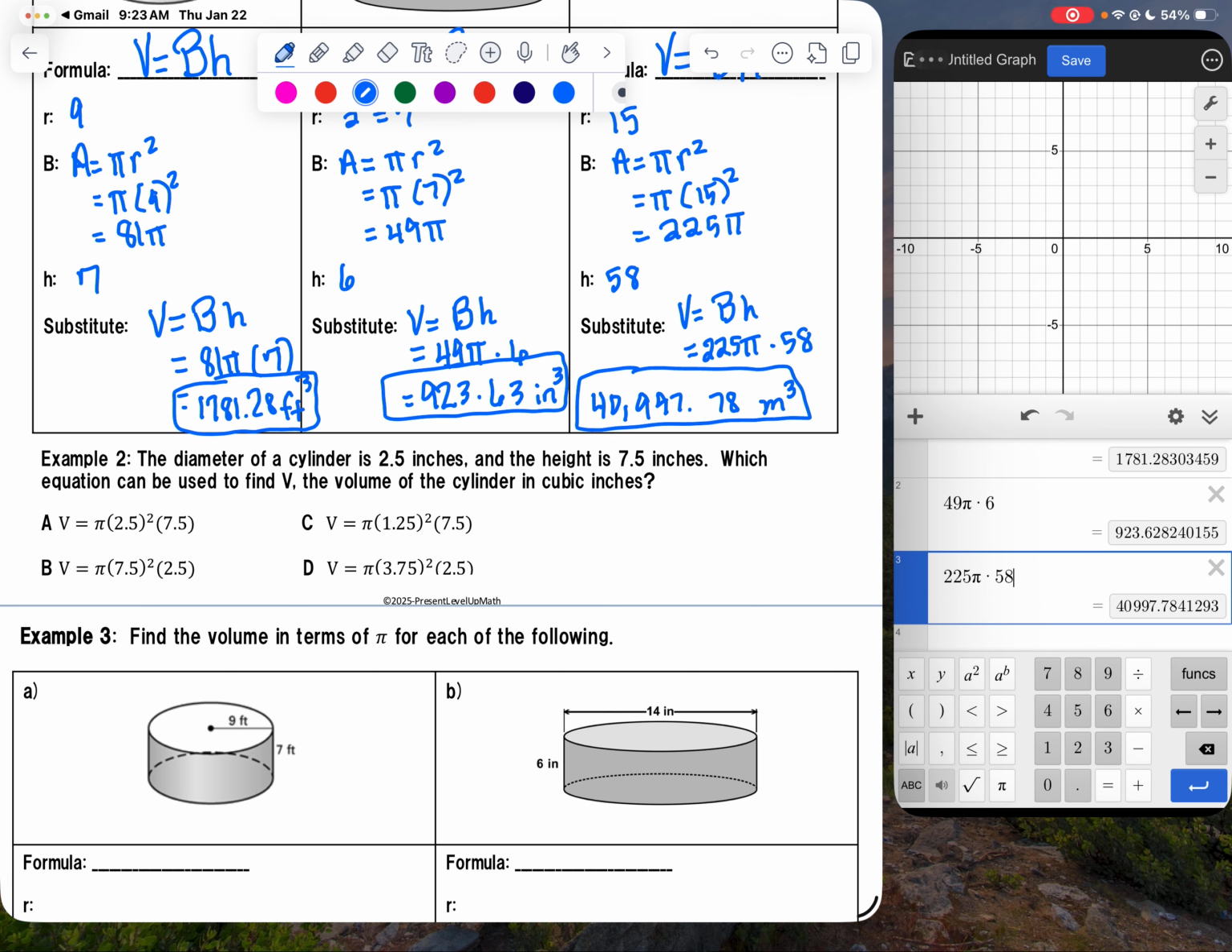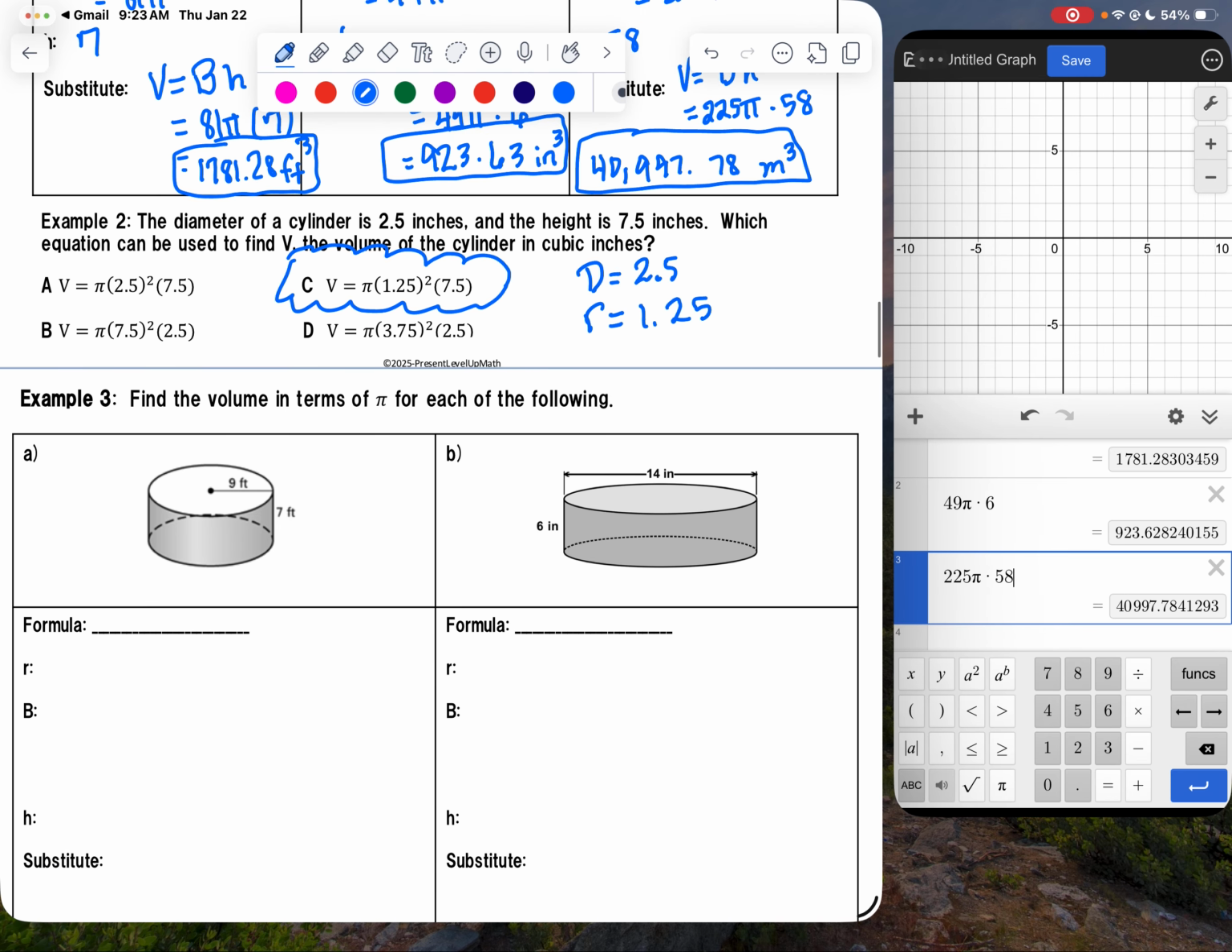All right, welcome back. Hopefully you chose C as your answer because the diameter was equal to 2.5, which meant the radius of that cylinder was 1.25.